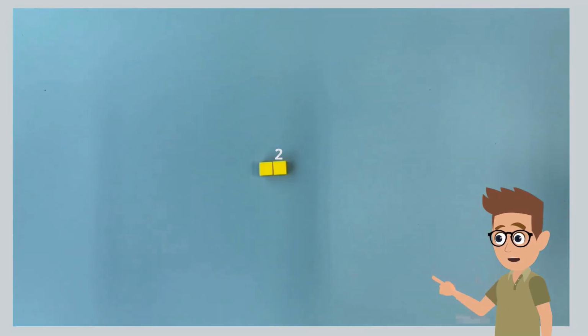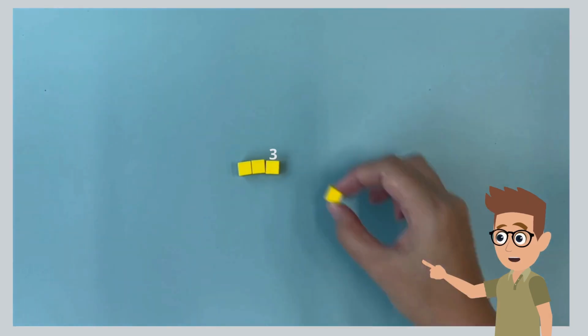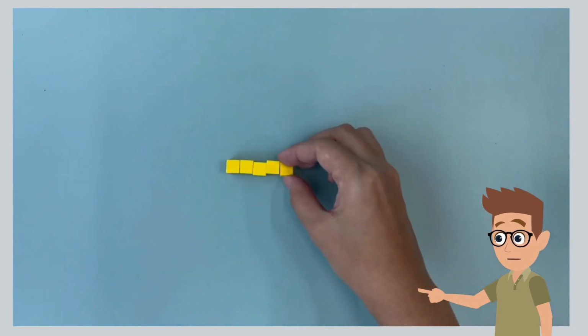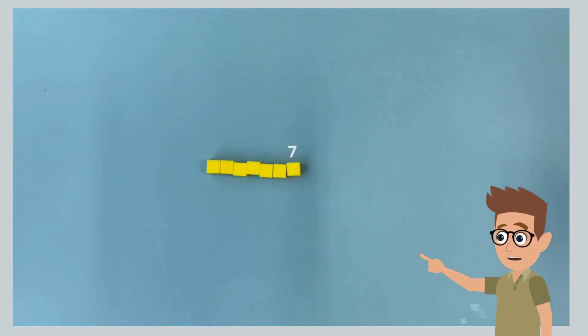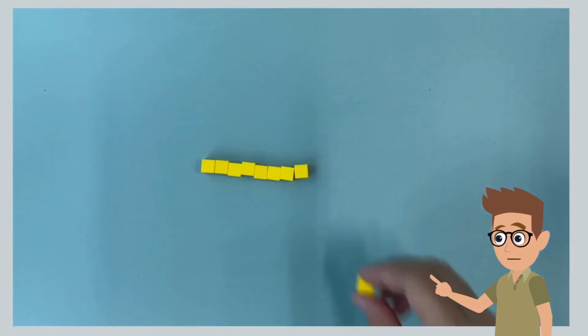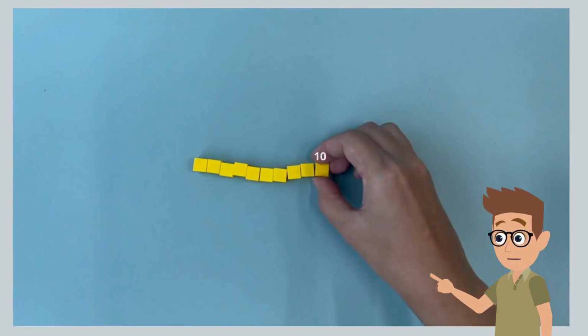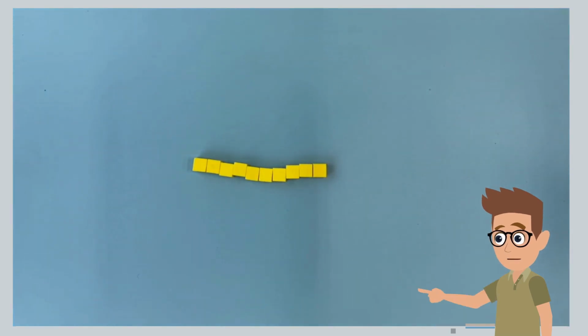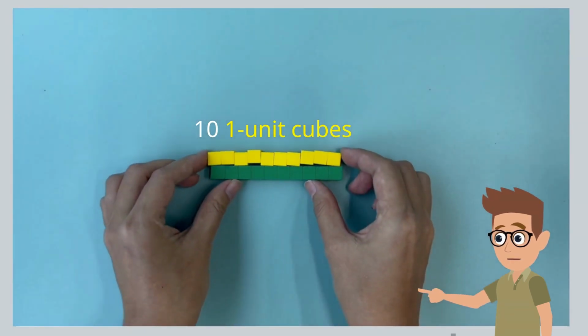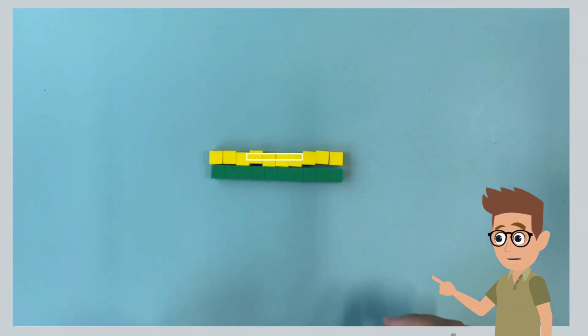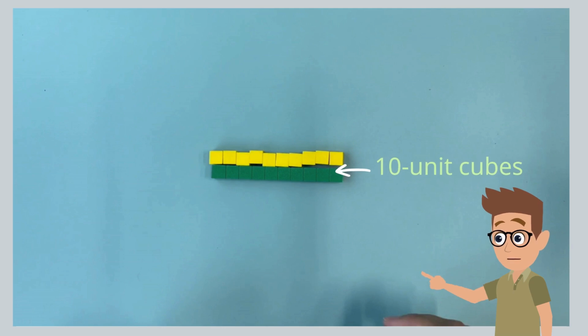1, 2, 3, 4, 5, 6, 7, 8, 9, 10. Now, there are 10 1-unit cubes. We can replace 10 1-unit cubes with a row of 10 unit cubes.